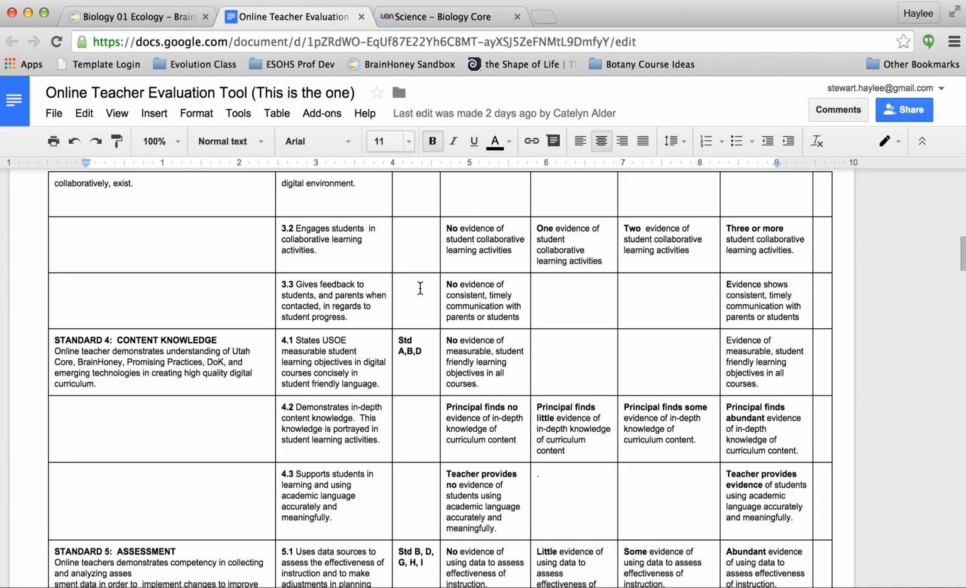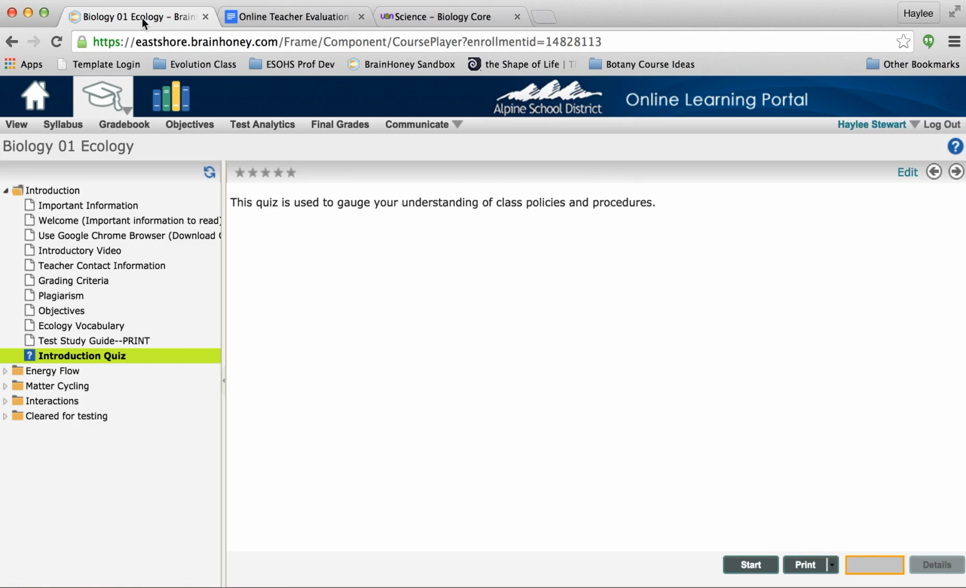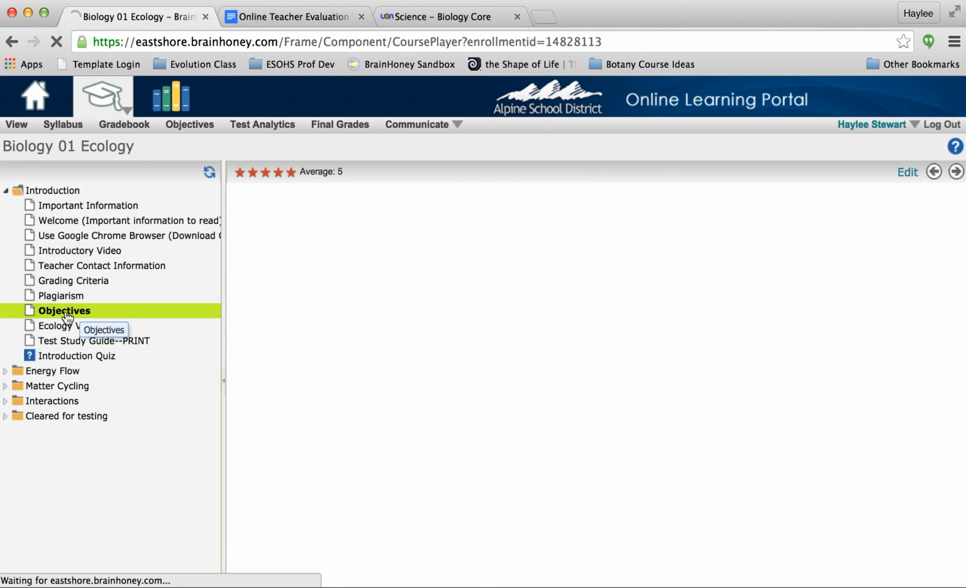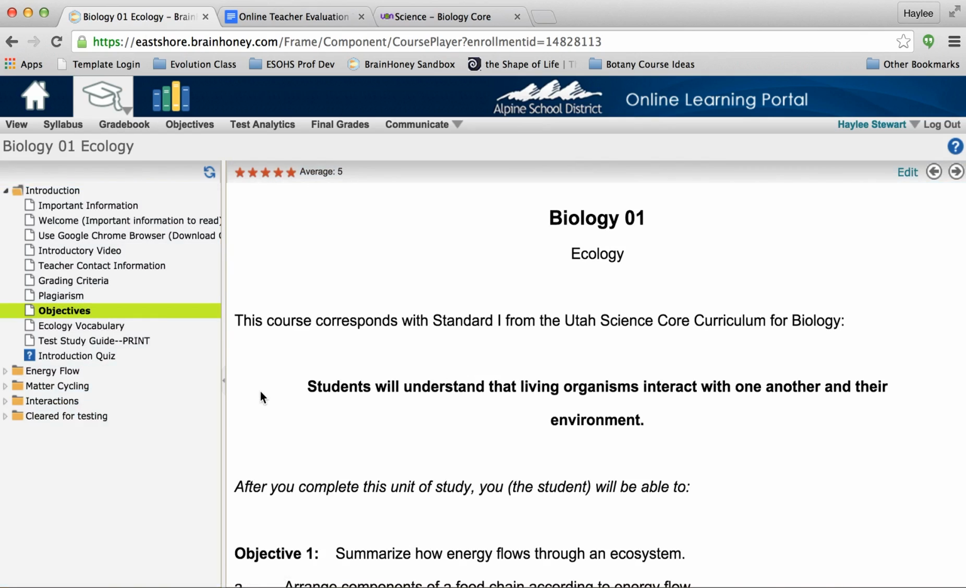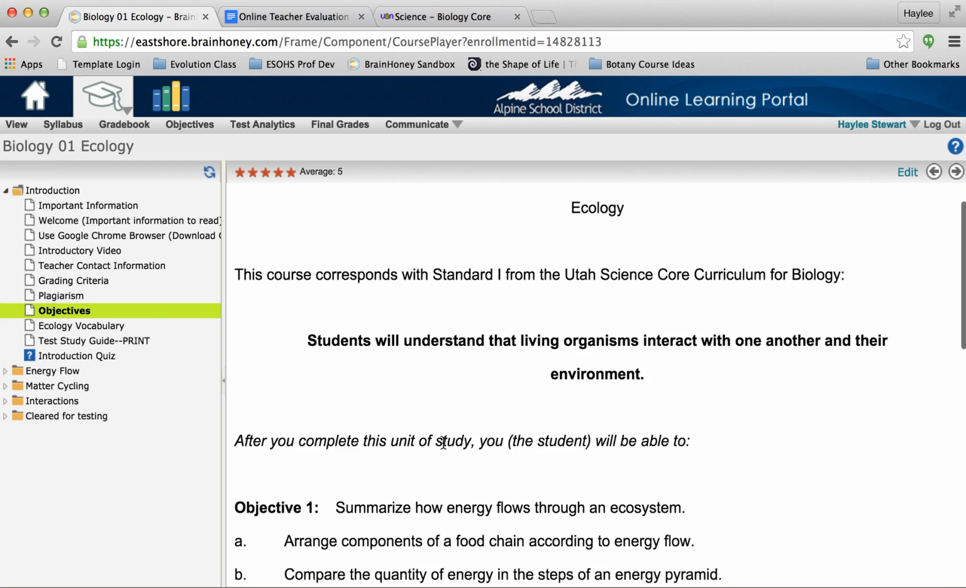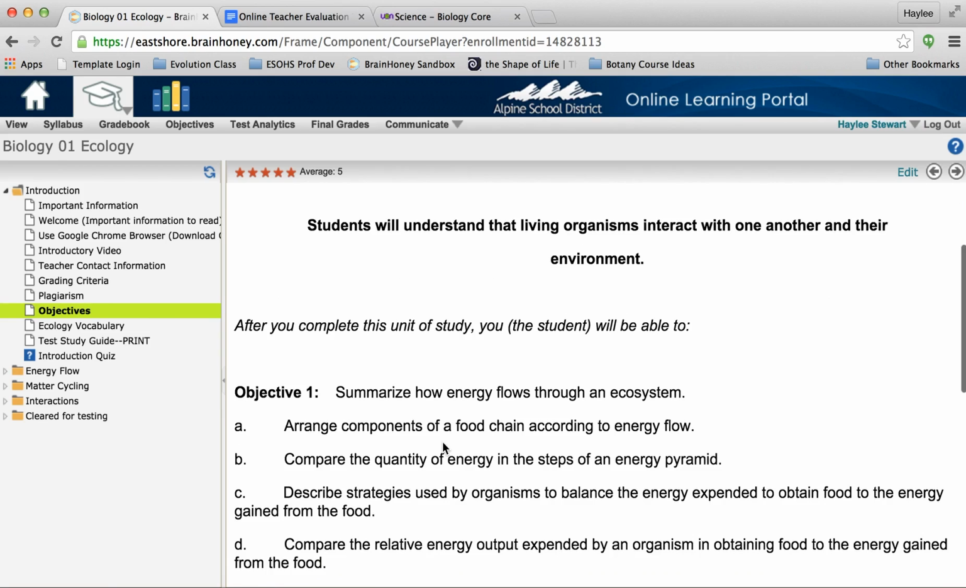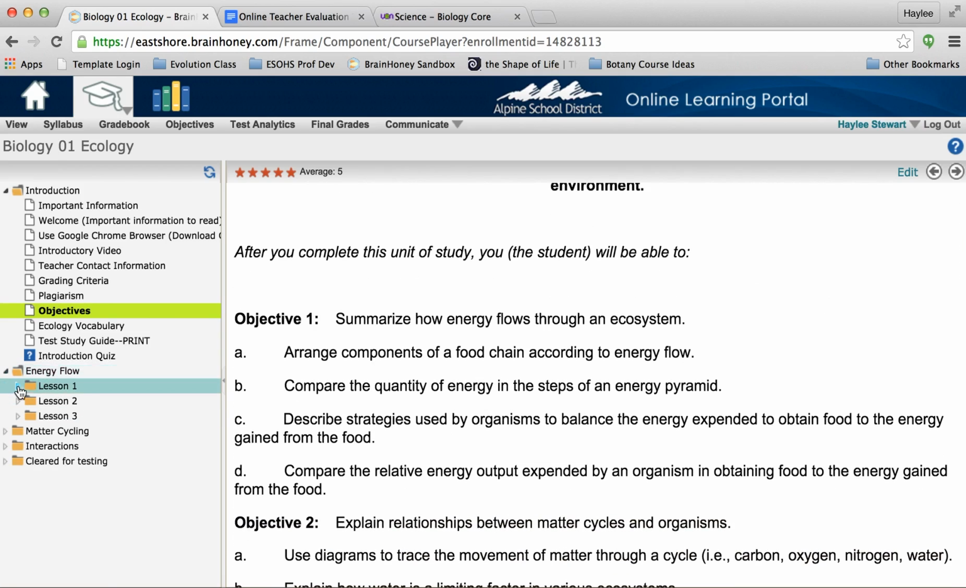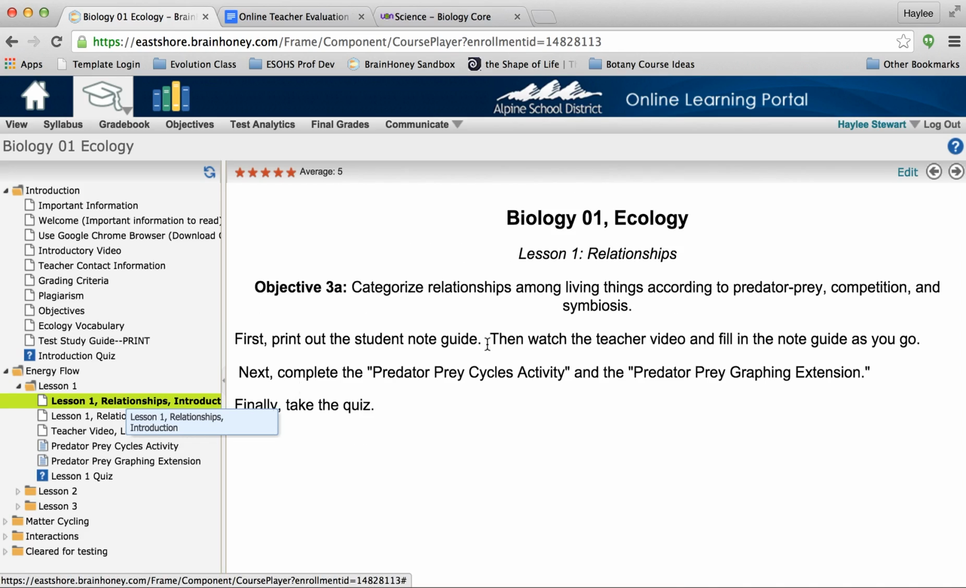So going back to 4.1, you state measurable objectives in your course. If we go back to my ecology course here and we look at the objectives, this is my objective list for the students, and it's basically the core that I've put down and made into objectives. And at the beginning of every lesson, I always have an introduction, and it always lists what objective that lesson is trying to teach and what students should be able to do by the end of that lesson. So that's 4.1.